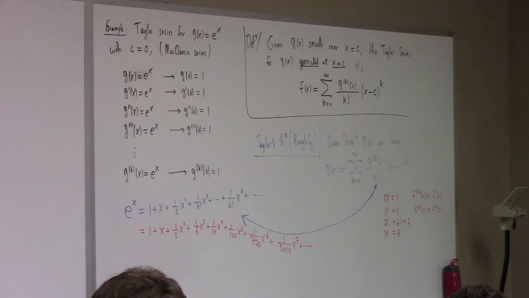I mean, you can go as far as you want. And the further you go, the better polynomial approximation you have to the exponential near 0.